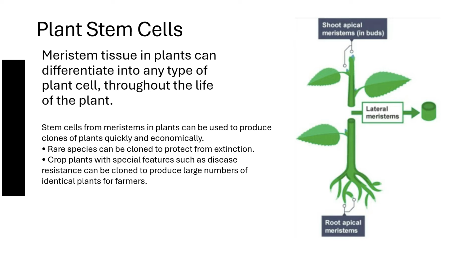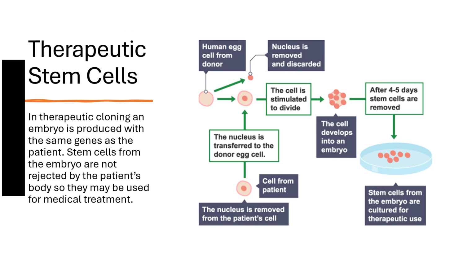This is useful for humans because we can clone plants quickly. We could protect rare species from extinction, or we can make crop plants with special features such as disease resistance. So you can then clone them to produce large numbers of identical plants for farmers.